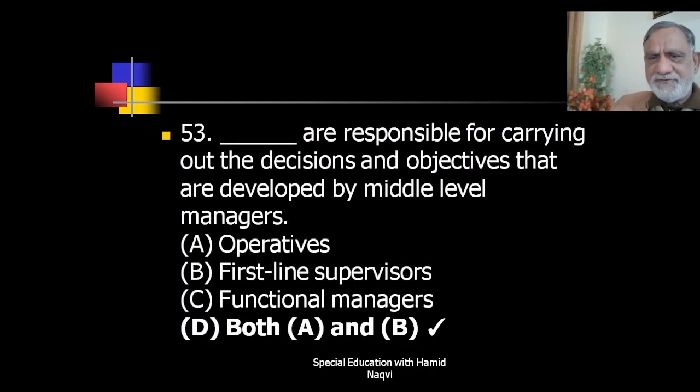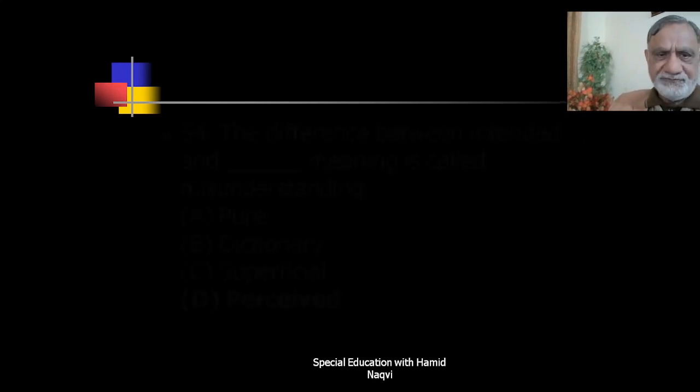Dash are responsible for carrying out the decisions and objectives that are developed by middle level managers. As the question indicates, it is from the management section. The options we have: operatives, first line supervisor, functional manager, both A and B. Correct is both A and B.